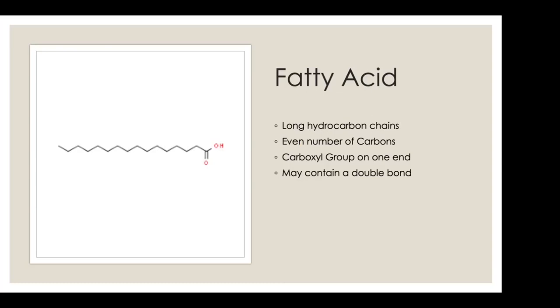On your left will be palmitic acid. It has 16 carbons. These are usually long hydrocarbon chains with an even number of carbons attached with an end functional group of a carboxylic acid. Some of these do contain double bonds that would make it an unsaturated fatty acid, and if there are multiple double bonds, then it'd be a polyunsaturated fatty acid.